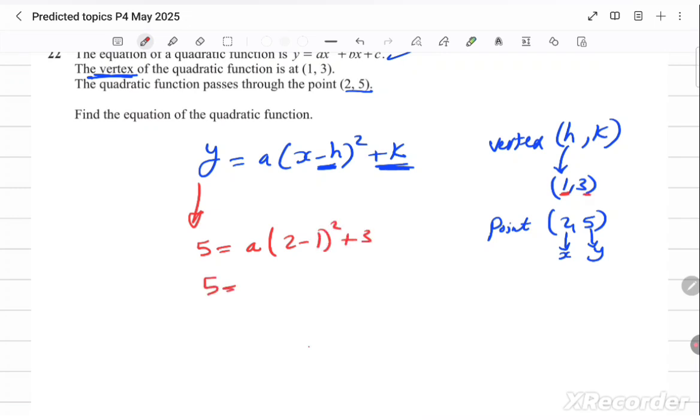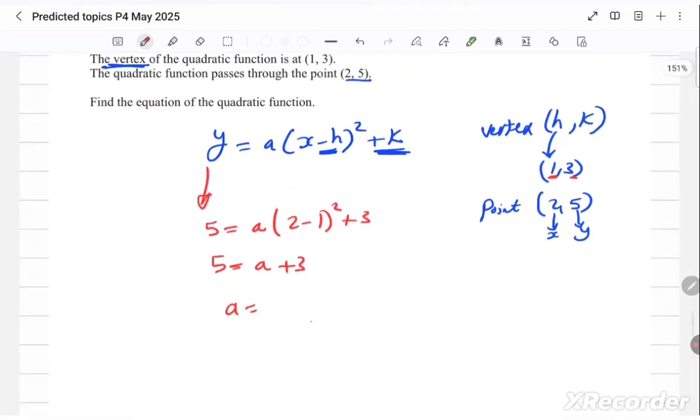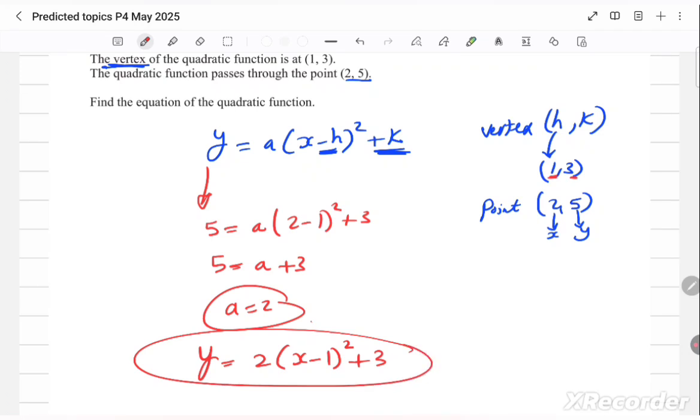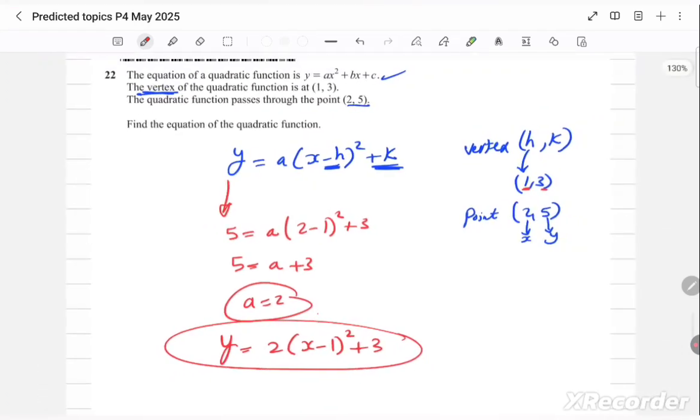Okay, so 5 equals a, and 2 minus 1 is 1. 1 squared is 1, plus 3. So a equals 2. So my equation now is y equals 2(x minus h), which is 1, squared plus k, k is 3. So this should be the equation. Find the equation of the quadratic function. This should be the equation.